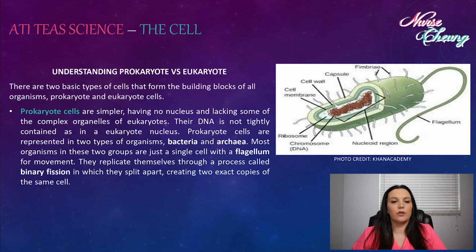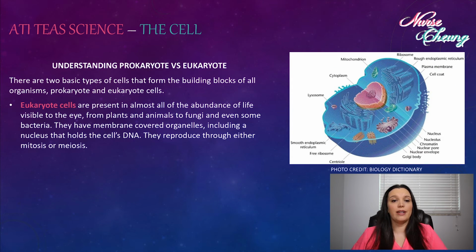They replicate themselves through a process called binary fission, in which they split apart, creating two exact copies of the same cell. Eukaryote cells are present in almost all of the abundance of life visible to the eye, from plants and animals to fungi and even some bacteria. They have membrane-covered organelles, including a nucleus that holds the cell's DNA, and they reproduce through either mitosis or meiosis.